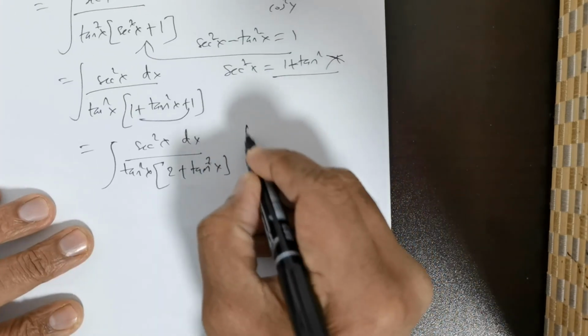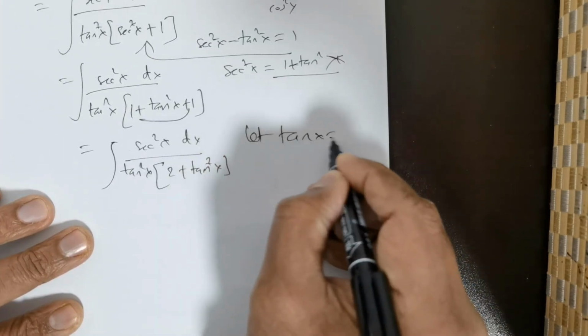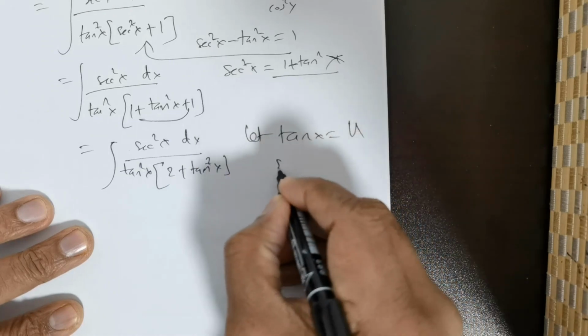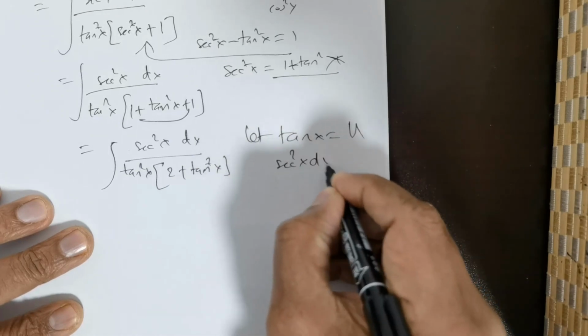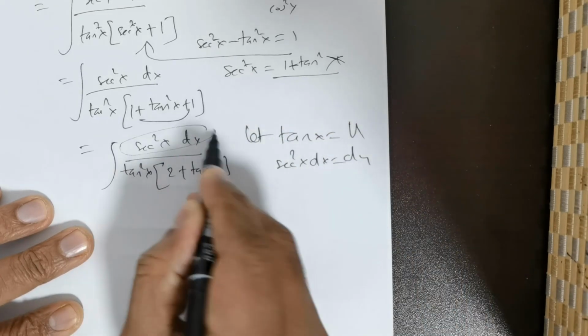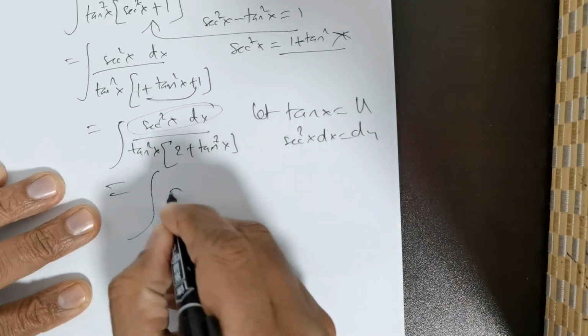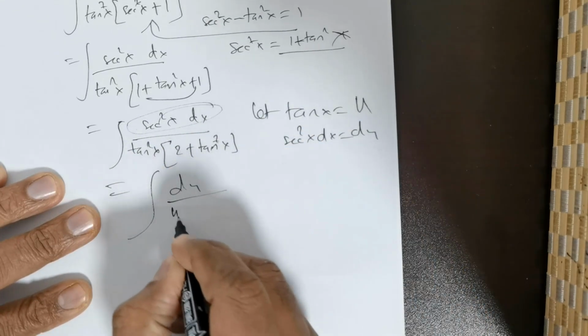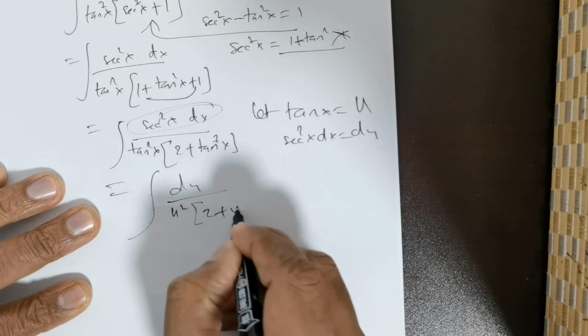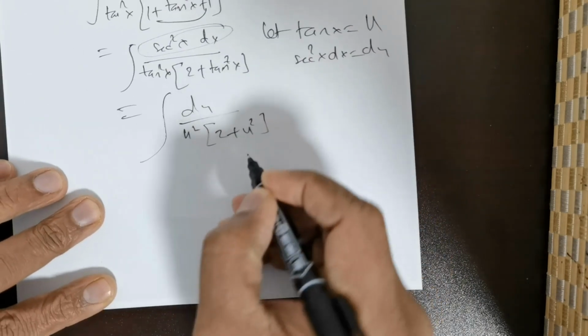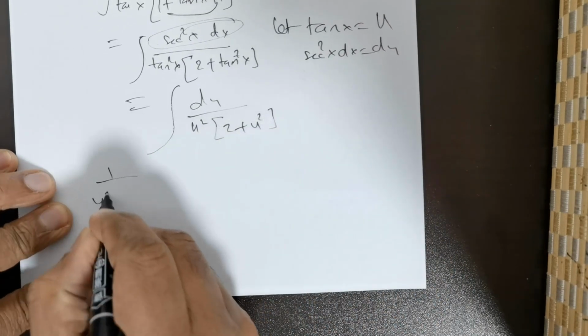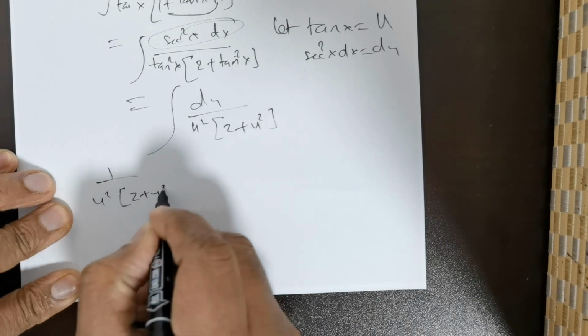Okay, fair enough. Now let me take tan x is equal to some u. I differentiate tan x, I get secant squared x dx is equal to du. So this is taken care of. So this is equal to du divided by u squared times (2 plus u squared). Okay. Now what I wish to do is consider 1 over u squared times (2 plus u squared).